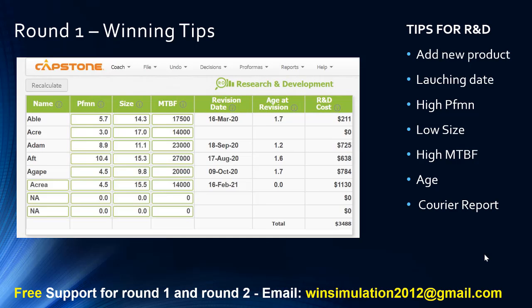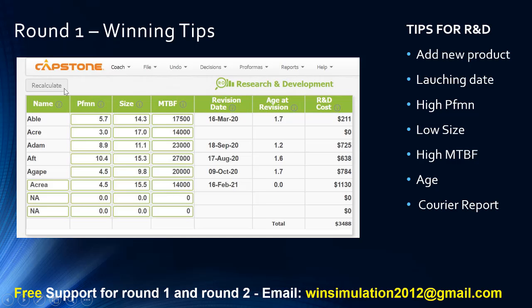For each product we need to set decisions for performance and size, and mean time before failure, or the duration of the product. We need to look at the Courier report to set performance and size, and update the performance and size every round. We often keep the MTBF or duration the same for over 8 rounds. We don't have to adjust it; we keep that as high as possible.